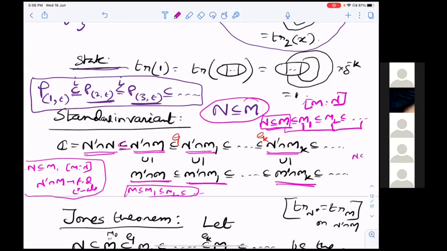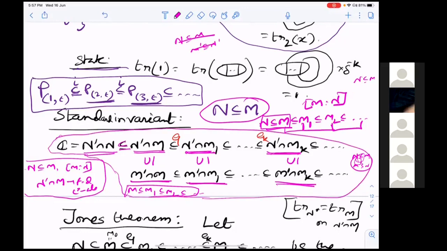These are all finite dimensional C-star algebras, and these are nice inclusions. Because if N subset M, then M' subset N', right? So N' is bigger. I was right. These are nice inclusions, and all these Jones projections, like E_1, will be in N' intersect M_1, and E_k will be in N' intersect M. This grid of finite dimensional C-star algebras is called the standard invariant of a subfactor.